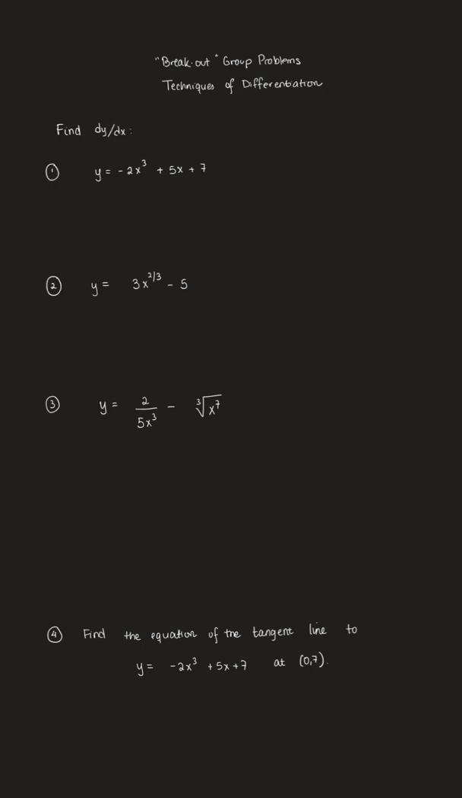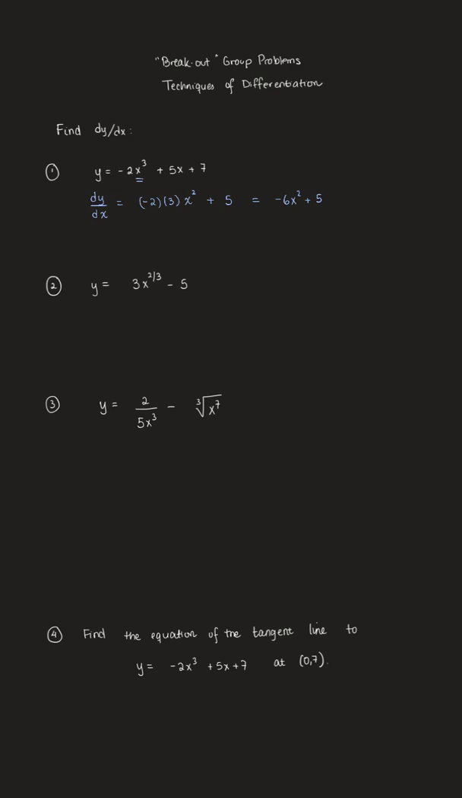So let's get started. For the first one, to find dy dx, I'm going to apply the power rule as well as the sum difference rule. So in the first term, the derivative of negative 2x cubed will be negative 2 times 3x squared. So the derivative of x cubed is 3x squared by our power rule. The derivative of 5x is 5, and the derivative of 7 is 0. And so this becomes negative 6x squared plus 5.